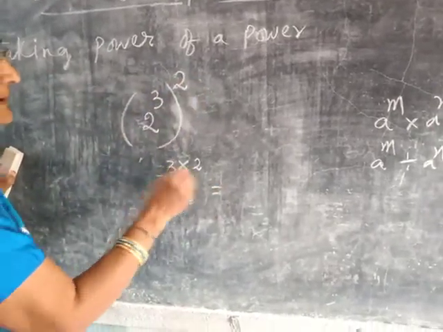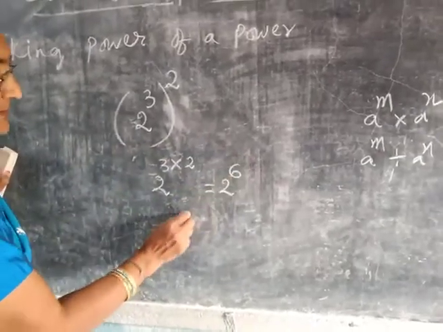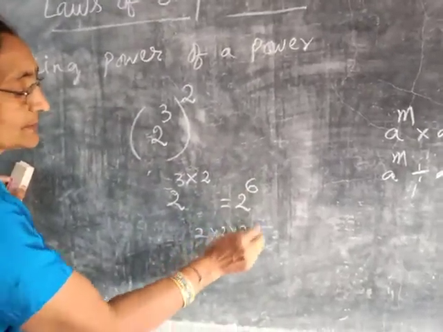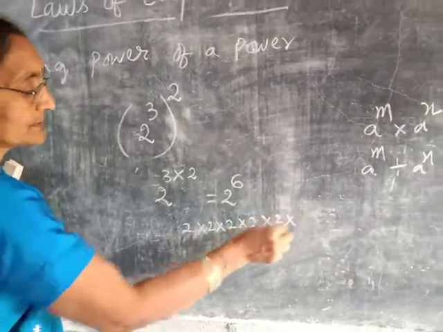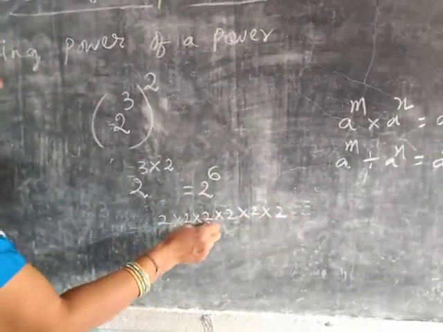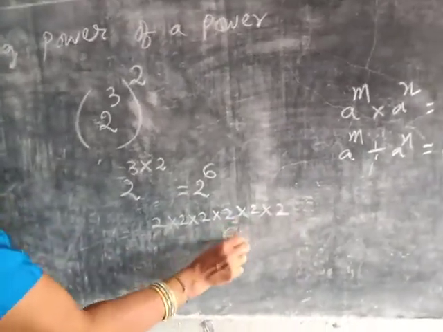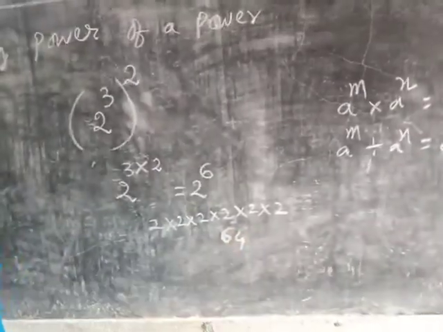Then how much will come? 2 to the power 3 times 2 is 2 to the power 6. Its meaning is 2 into 2 into 2 into 2 into 2 into 2, 6 times. Then how much will come? 2 times 2 is 4, 4 times 2 is 8, 8 times 2 is 16, 16 times 2 is 32, 32 times 2 is 64. This is the answer. Do you understand?